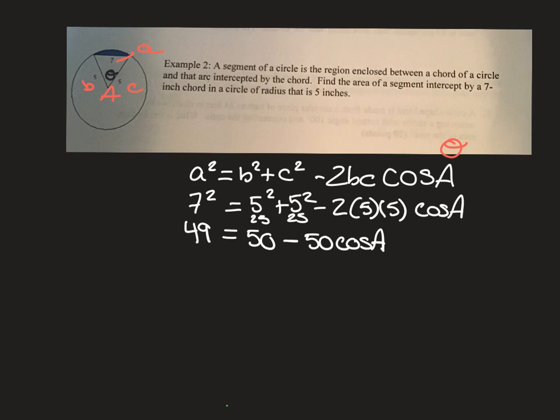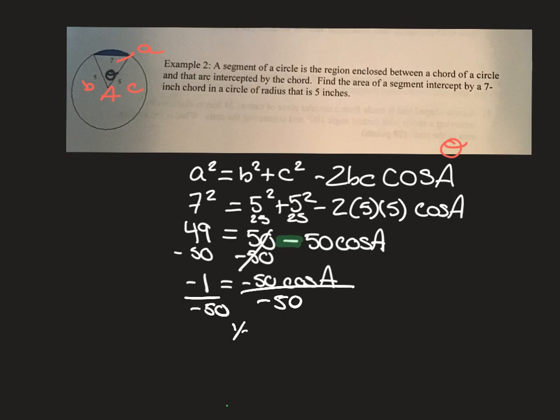So if I want to solve here, I'm going to subtract this 50 over. 49 minus 50 is going to make a negative 1 equals negative 50 cosine A, because this negative sign in front, I've got to keep that negative. And so now I'm going to divide by negative 50, divide by negative 50. So 1 over 50 equals cosine A. I need to get to the A or the theta.